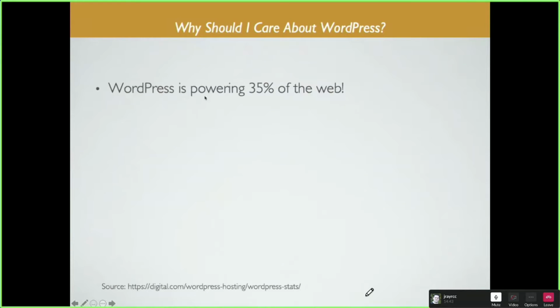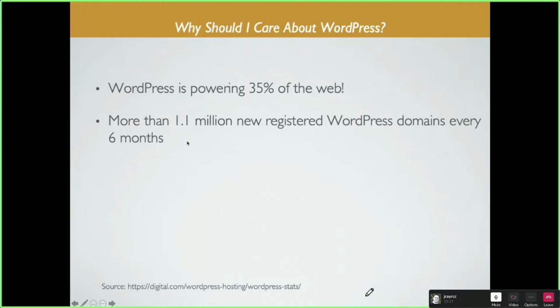Let's see, do I have to click? Yep. So WordPress, believe it or not, is powering 35% of all websites right now. WordPress is free, so it allows for, like FileMaker, rapid development on the web, and you don't have to be a total web building ninja in order to use WordPress. That's why people like it. They don't have to pay for it, and they can set up a site in a relatively little amount of time. There are more than 1.1 million new registered WordPress domains every 6 months, which is pretty remarkable.